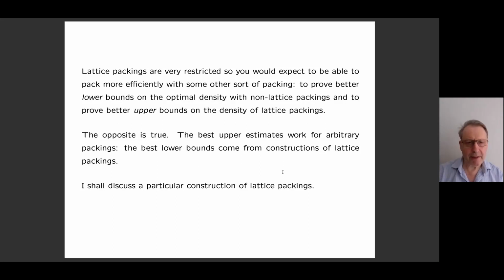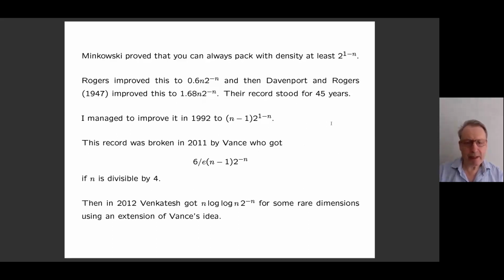But before I do that, let me give you the history. So the first reasonably memorable result was proved by Minkowski, who showed that you can pack with density 2 to the 1 minus n. In fact, a little bit more than that, but let's say 2 to the 1 minus n. Asymptotically, that's the right bound. This was improved to a constant times n, times 2 to the minus n by Rogers, and then Davenport and Rogers improved the constant a little bit from 0.6 to 1.68.